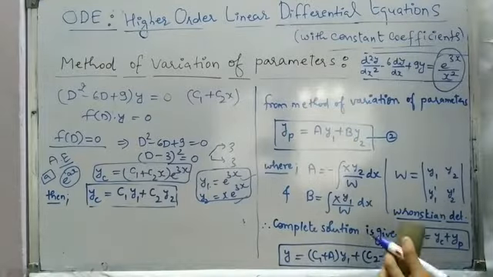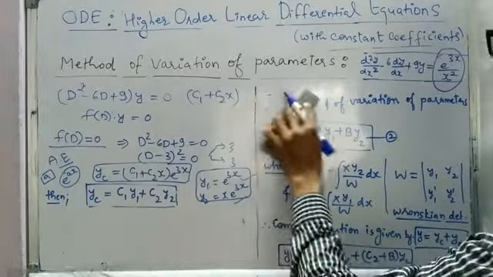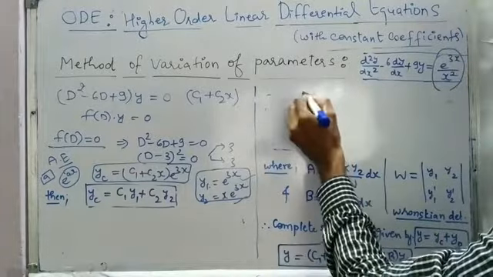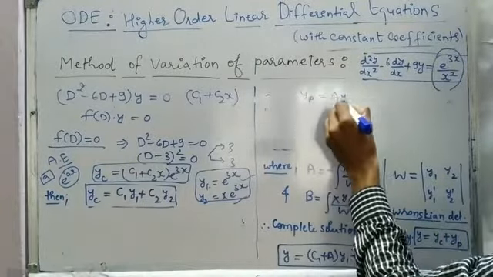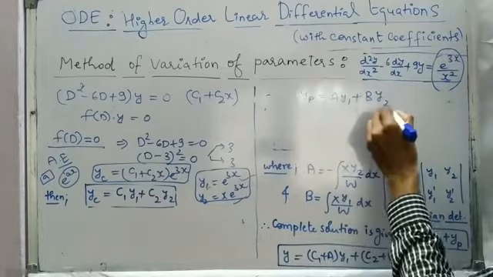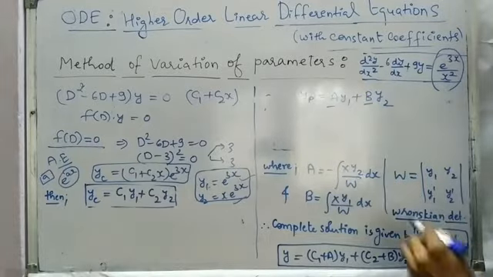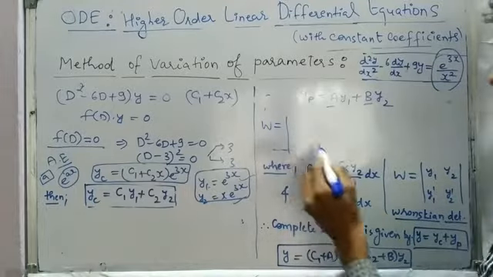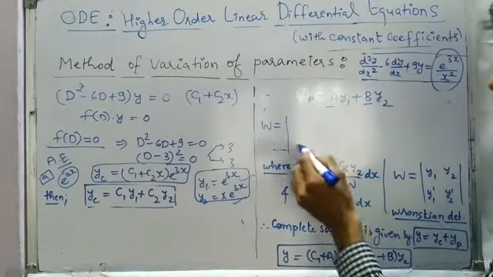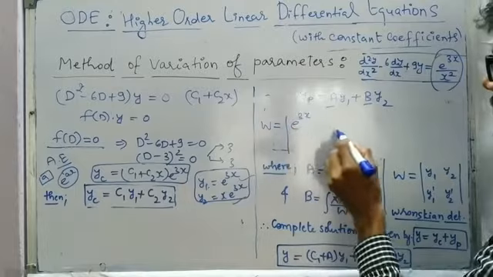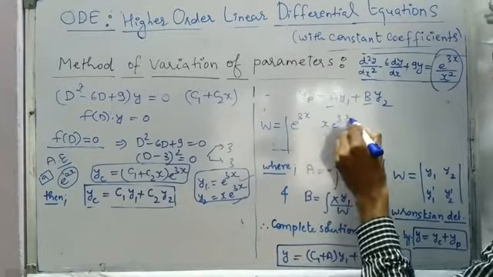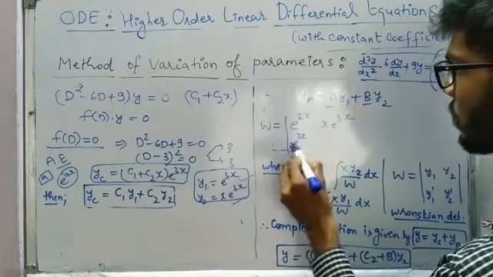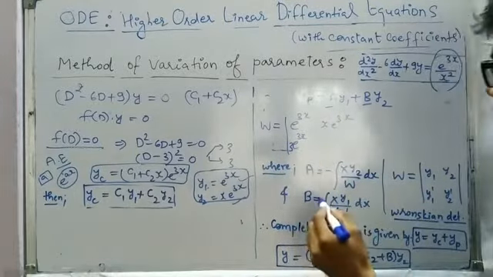From the method of variation of parameters, we have yp is equal to a y1 plus b y2. So our work is to calculate a and b. For that, first we have to calculate the Wronskian determinant. So w is equal to y1 e power 3x and y2 x e power 3x, and differentiation of e power 3x is nothing but e power 3x only, with 3 coming in front, and differentiation of x e power 3x.